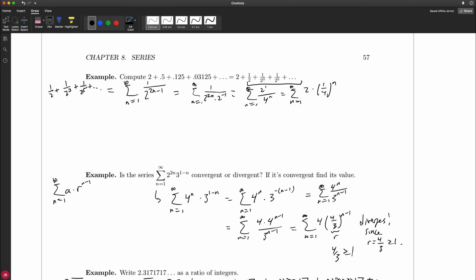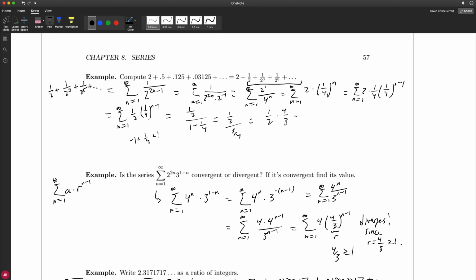And now I need to peel off an extra factor of 1/4. All right, so this is the sum, n equals 1 to infinity. It looks like 1/2 because you get 2 times 1/4, and then times 1/4 all to the n minus 1. And 1/4 is my common ratio, r, which is less than 1, but bigger than minus 1. So that means I just get a over 1 minus r, which is 1/2 divided by 3/4, which is 1/2 times 4/3, which is 2/3.